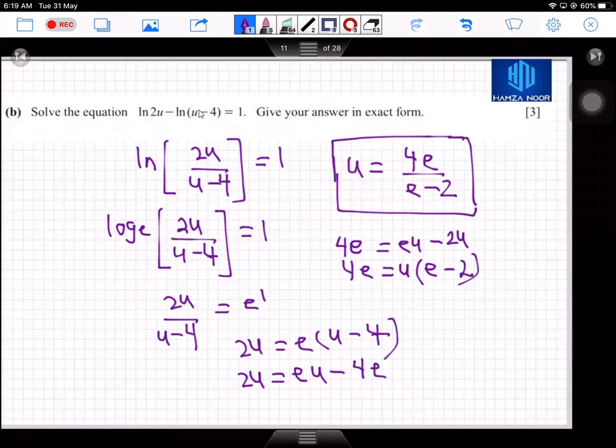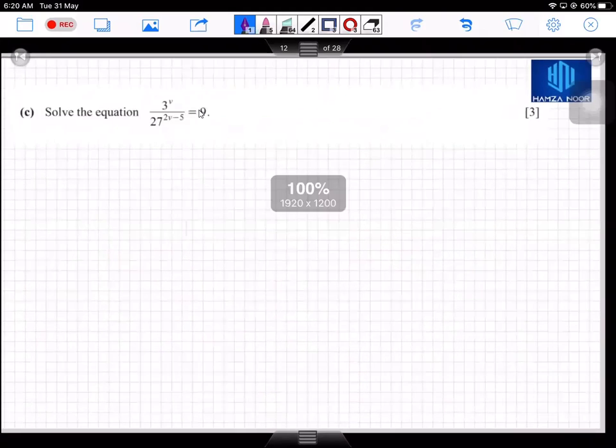Then we have part C, which says: solve the equation 3 raised to the power v upon 27 raised to the power 2v minus 5 is equals to 9. This is basically just a simple equation of indices. So what we need to do, in the denominator, we need to get the same base 3.